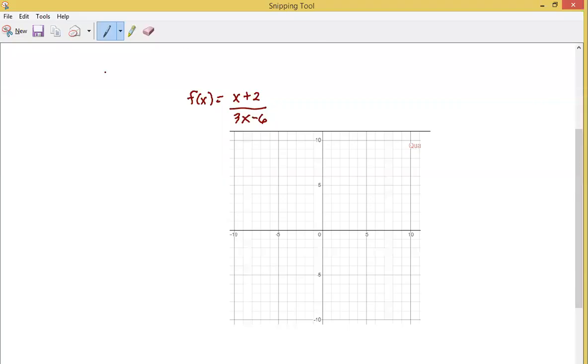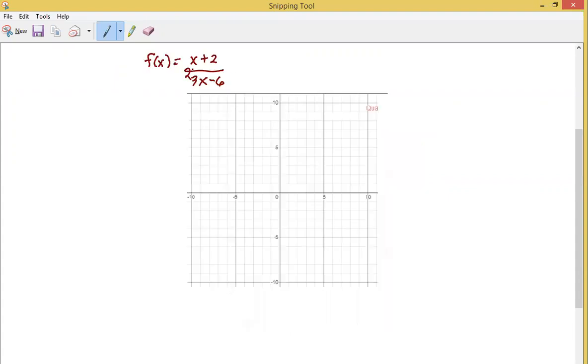Welcome back. This time, let's do example number 2. Let's graph f of x equals x plus 2 all over 3x minus 6. In step number 1, we have drawn a rectangular coordinate plane. Let's go to step number 2.